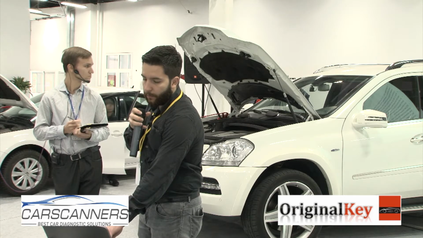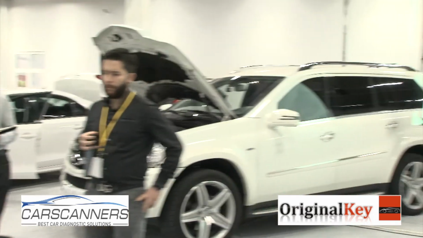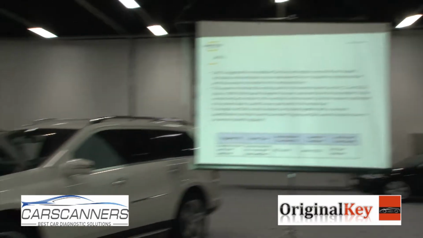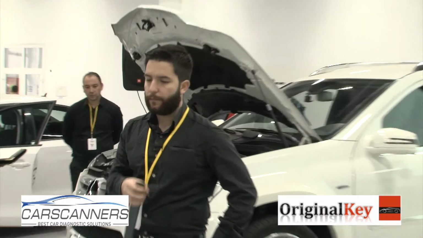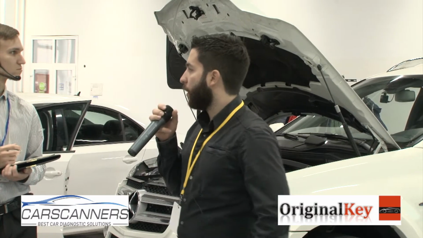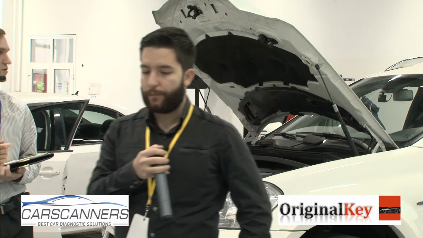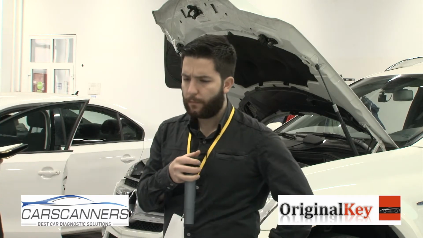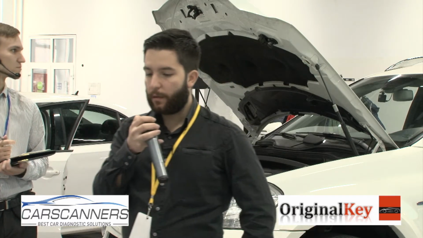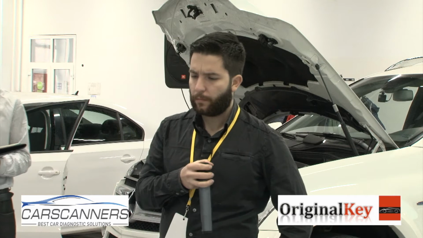And then, obviously, the next evolution was the DAS2. And it integrated the immobilizer and the ECU into one system. Activation and deactivation happened with locking and unlocking, either with a remote control or a mechanical key. And once again, the code was a rolling code.